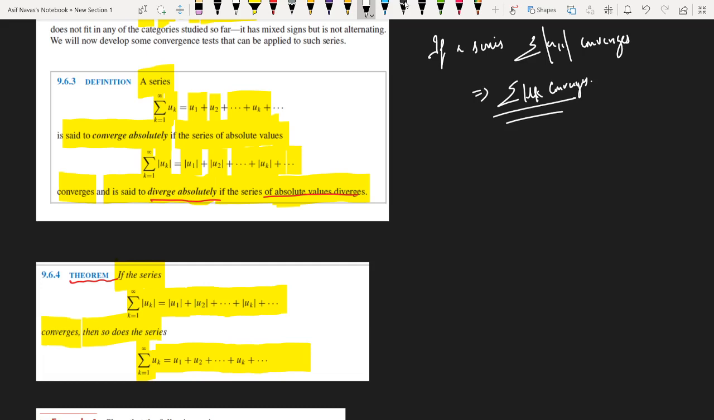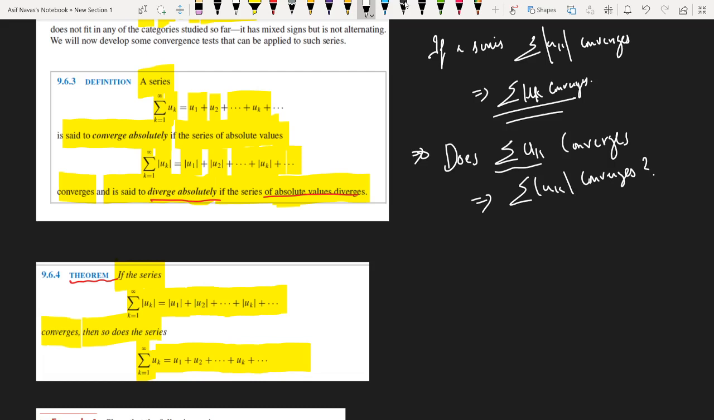Now I will ask a question. Does the series sigma uk converging imply sigma mod uk converges? That means if a series converges, does it imply the series is absolutely convergent? From this theorem we get that if a series is absolutely convergent, then the series is convergent. If the mod values converge, then the original series is convergent. My question is, does sigma uk converging imply its modulus series converges? This is our question.